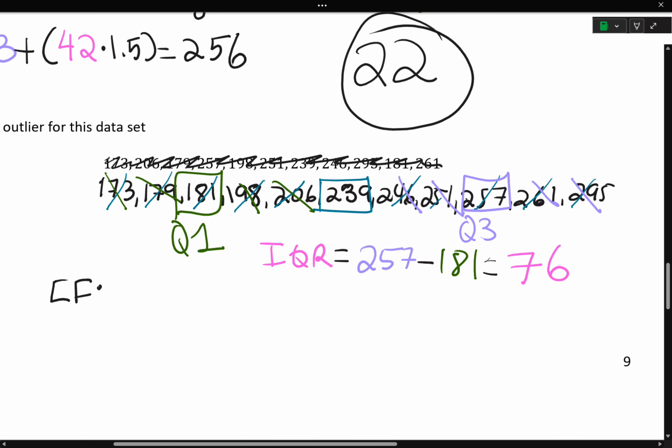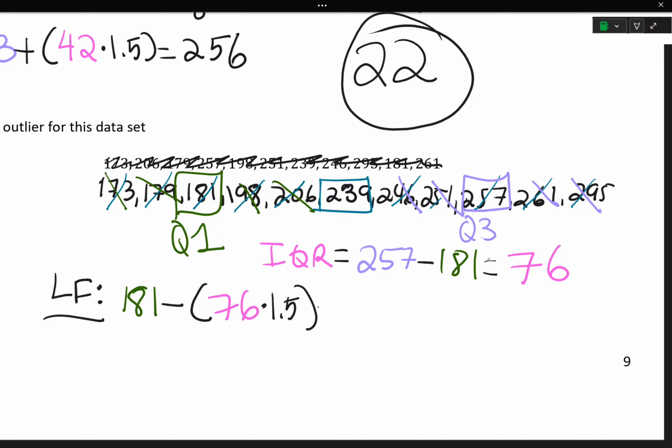All right, lower fence. We start with Q1, so 181, minus our IQR times 1.5. When we plug this into our calculator, I get 67. Is there anything on our list that is smaller than 67? No. So there's no outliers on the lower end. All right. So far, so good. Let's see if I'm right about the upper end.